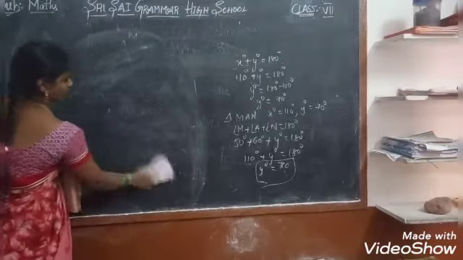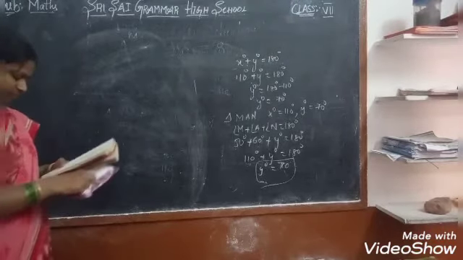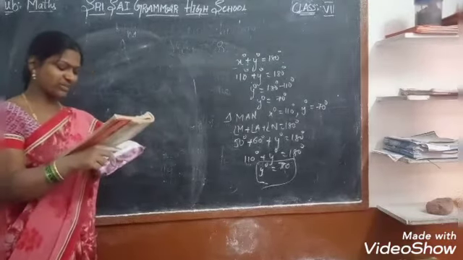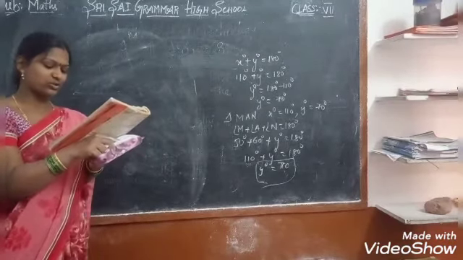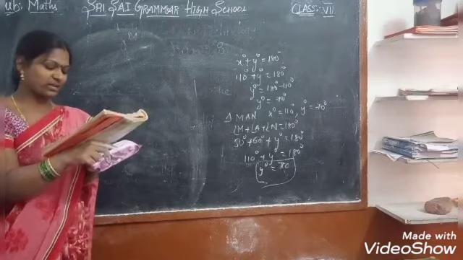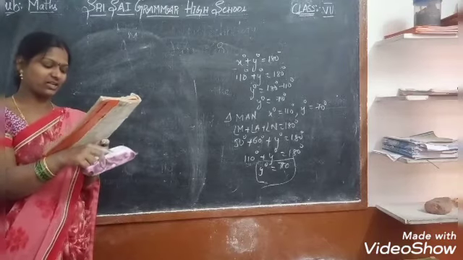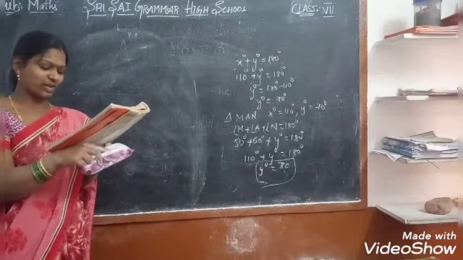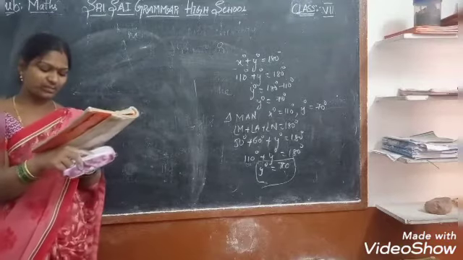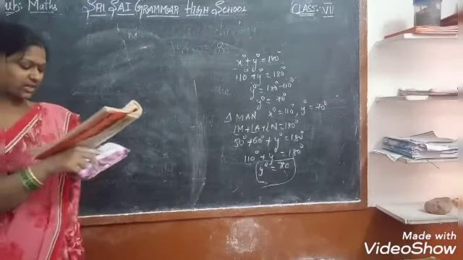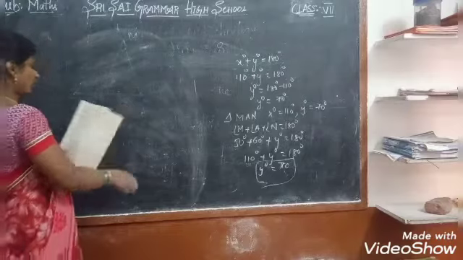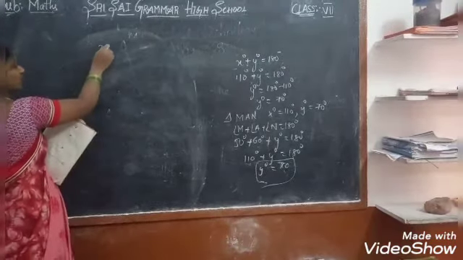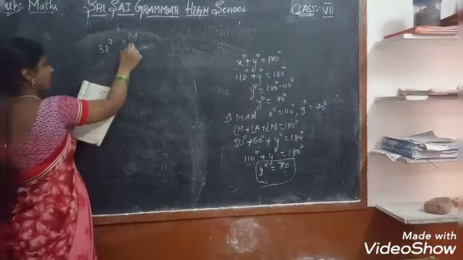Now here, find the measure of the third angle of the triangles whose two angles are given below. They have given one angle 38 degrees and also 102 degrees. From that we have to find the third angle, let it be x degrees.